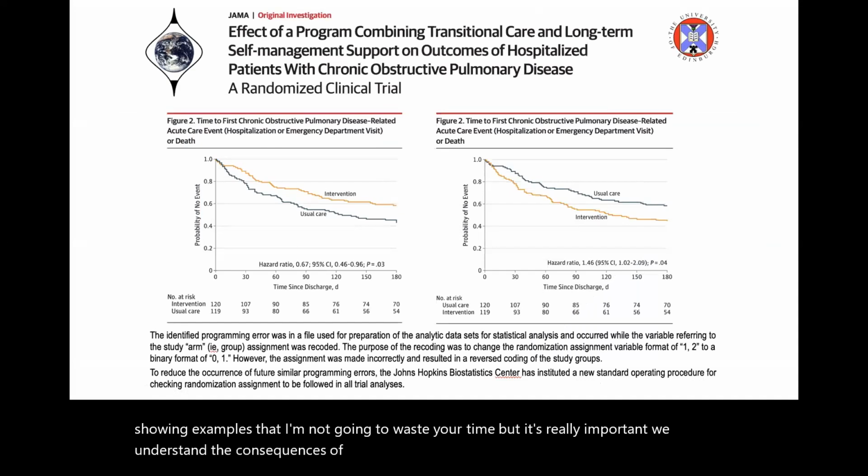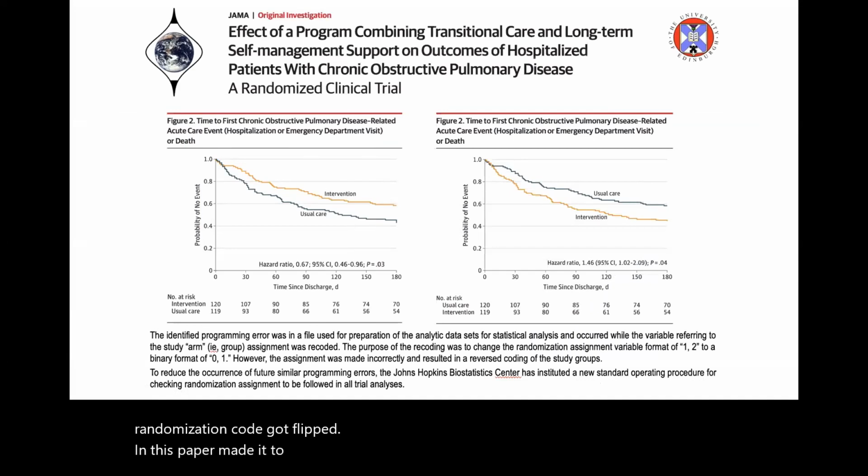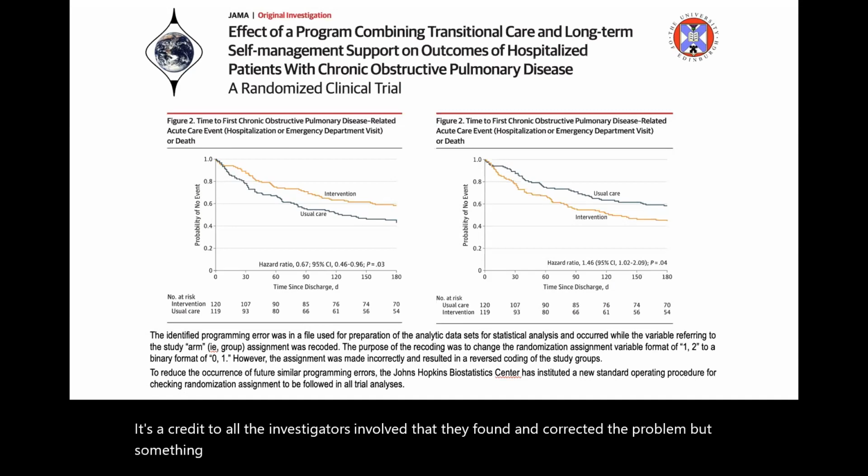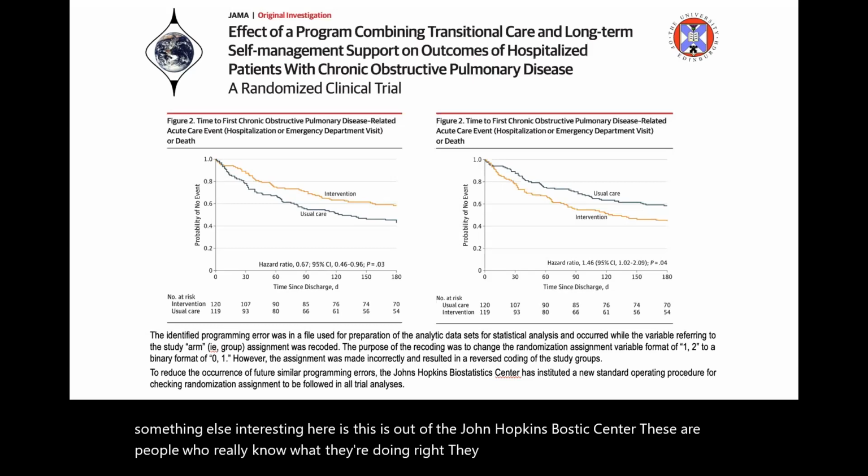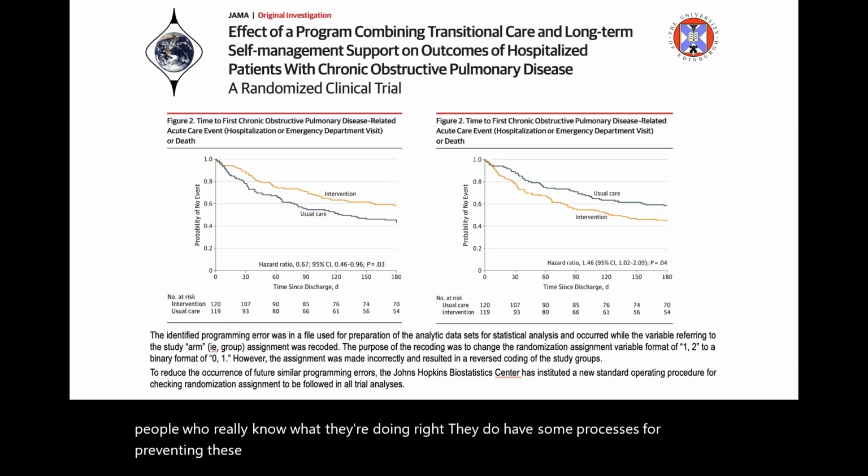So here's a study where the randomization code got flipped. And this paper made it to JAMA. Now, it's a credit to all the investigators involved that they found and corrected the problem. But something else interesting here is this is out of the Johns Hopkins Biostatistics Center. These are people who really know what they're doing, right? They do have some processes for preventing these things. And the point here isn't to point the finger and say they made a mistake. The point is that everybody makes these mistakes.